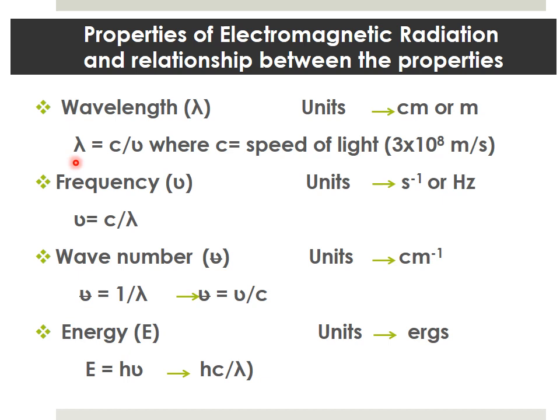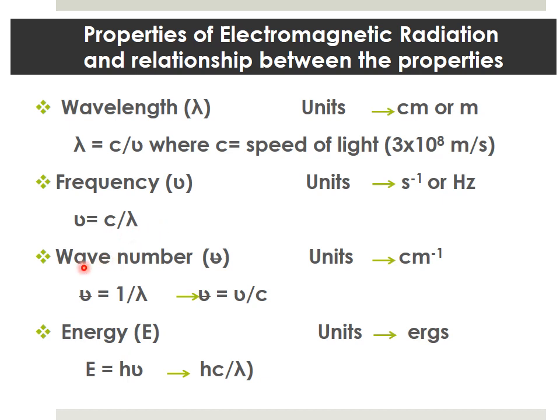The relationship of wavelength with speed of light and frequency can be mathematically represented as lambda is equal to c divided by nu, where c is the speed of light, which has a numerical value of 3 into 10 raised to power 8 meter per second, while nu is the frequency. Frequency is the number of waves passing through a point per unit time, and it has units of either second inverse or hertz. Nu has a mathematical relationship with lambda, that is nu is equal to c over lambda.